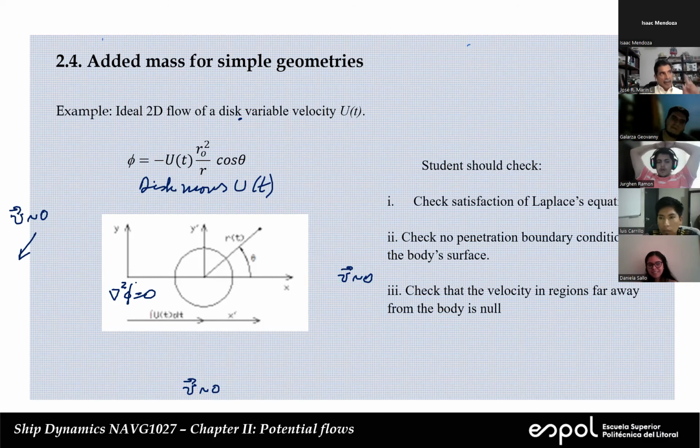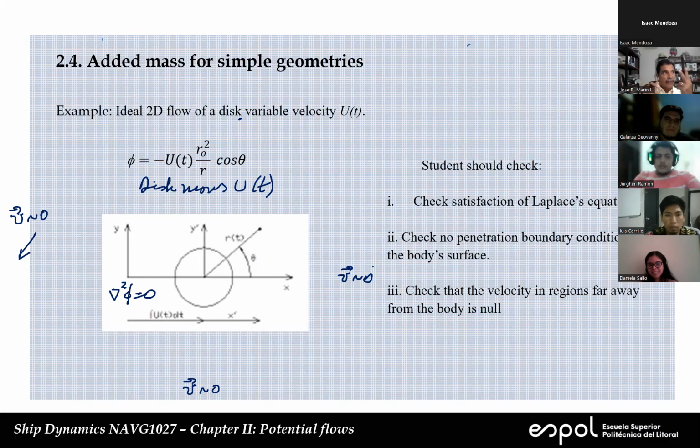Now, similarly as in the previous example, it's your responsibility to do this. You have to check that inside the domain, conservation of mass, considering that the fluid has no viscosity, is satisfied. And you can do it using Laplace's equation. You have to check that.